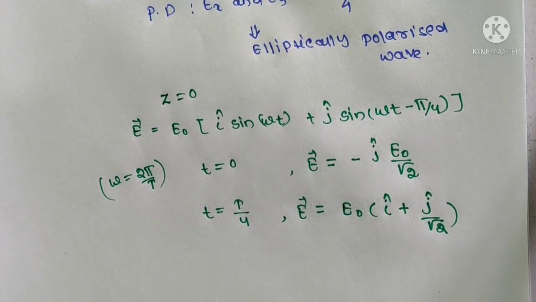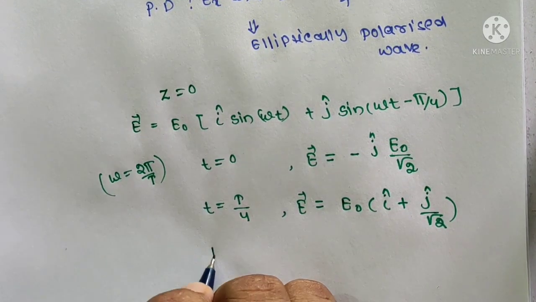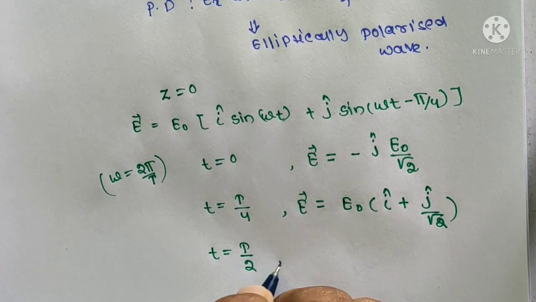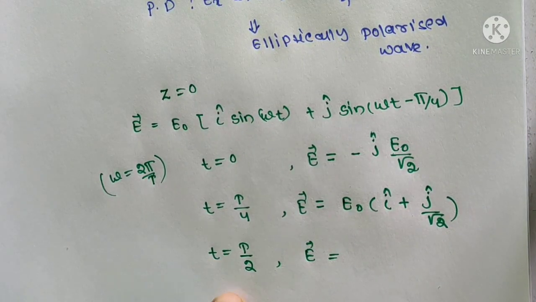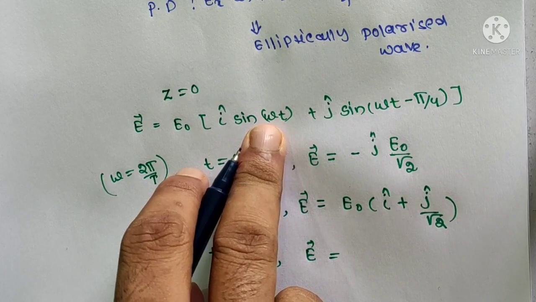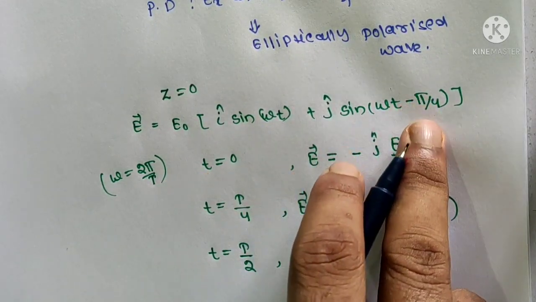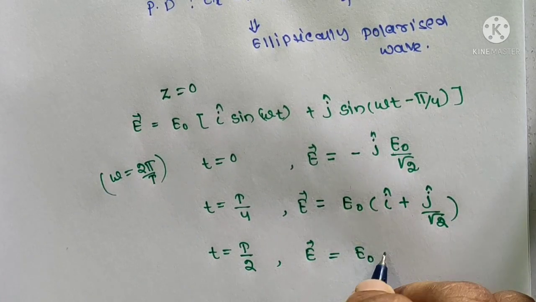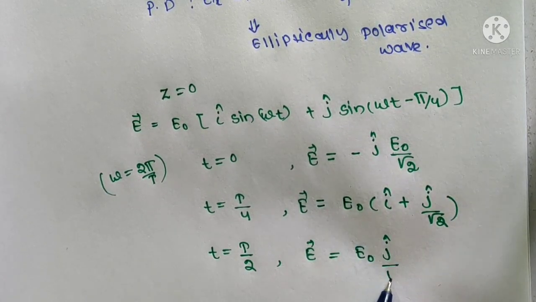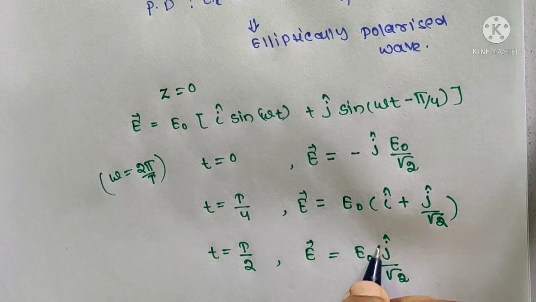Now let us check for another time, t equal to T by 2. The electric field vector equals, look, for T by 2 it will be sin pi, which is 0. Now sin pi minus pi by 4 is sin 3 pi by 4. So E naught j cap by root 2, in this direction.